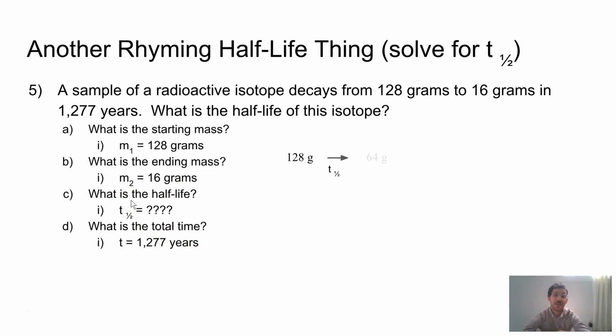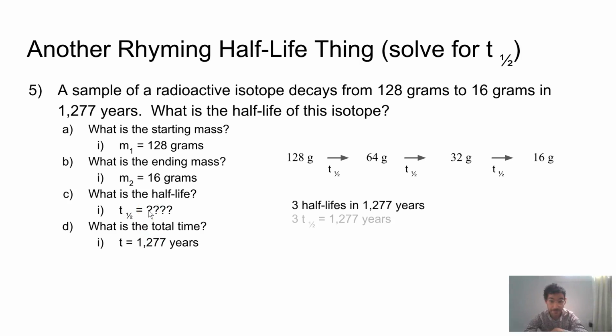So we'll take 128, I'll chop it in half, I'll chop it in half, I'll chop it in half, I'll chop it in half. Now I'm at 16. I know 3 half-lives went by. Sick. So I know that in this amount of total time, 3 half-lives went by. So I can divide my total time by 3 to get 425.7 years of my half-life.